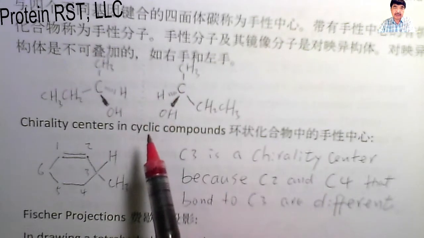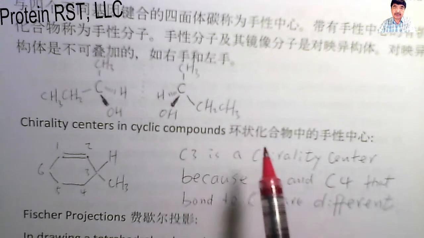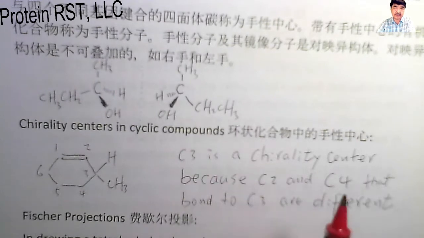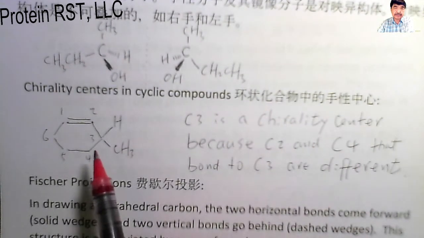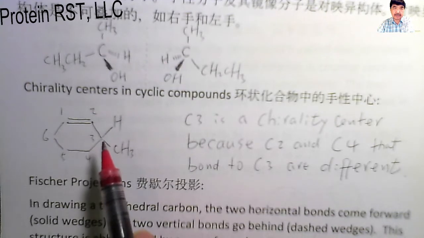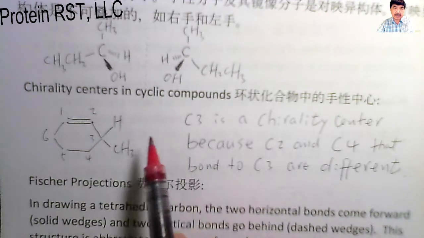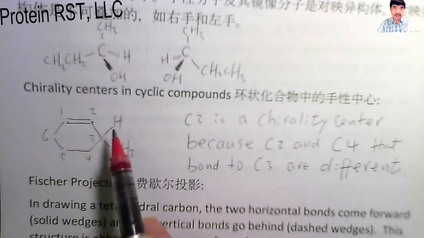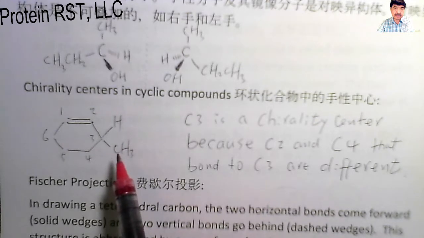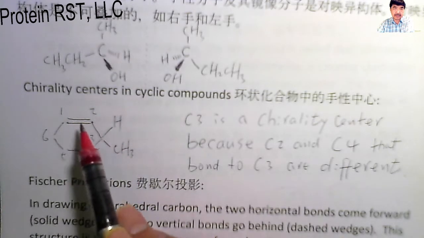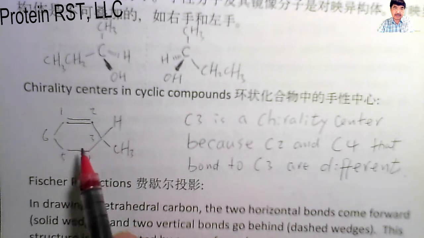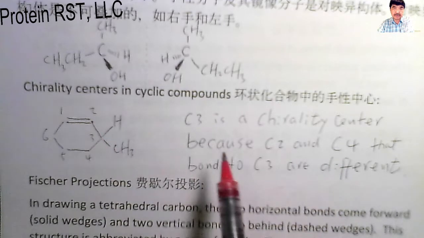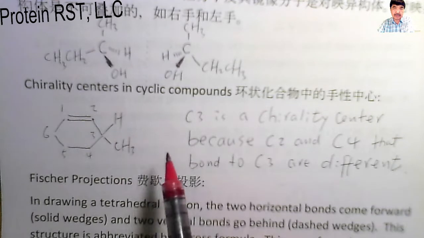Chiral center in cyclic compounds. A chiral center can also occur in a cyclic compound. Take this example. In this molecule, you can see C3 here is a chiral center because it bonds to 4 different groups. It has hydrogen and methyl on this side, which are different from this side, although there is the ring here. This is because C2 and C4, which bond to C3, are different.